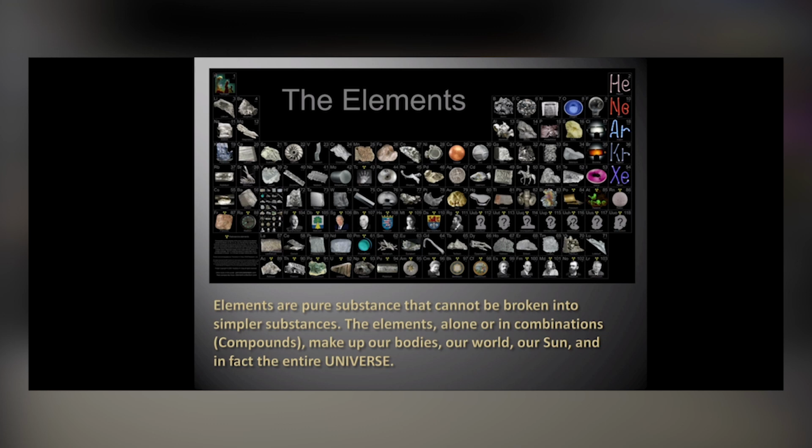Then we can see what is elements, because metals are categorized under elements. Elements are pure substances that cannot be broken into simpler substances. In this line we can clearly understand that the substance which cannot be broken into two substances or simpler substances is called an element. The elements in combination make up our bodies, our world and sun, and in fact the entire universe is made up of elements. Without the elements we cannot exist.